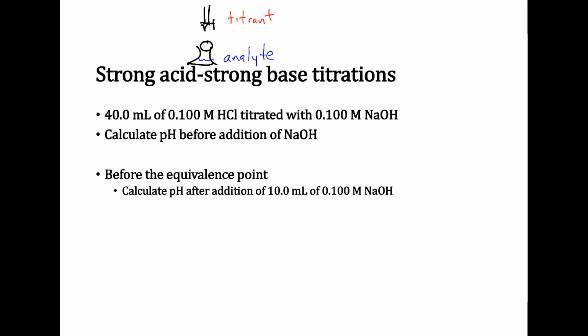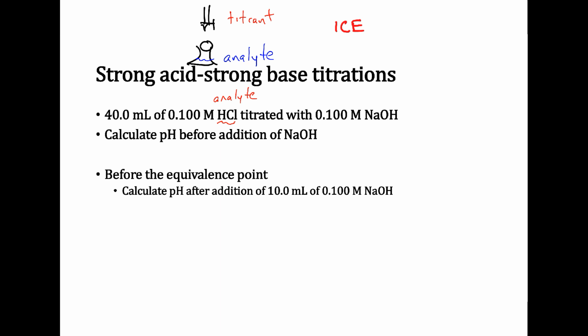Whenever we perform a titration, in this first example we have 40 milliliters of 1 molar HCl, so that is our analyte, and we're titrating it with sodium hydroxide. What we're going to do whenever we start looking at titrations is we're still going to use ice charts as we did with chemical equilibrium, but for titrations with the ice charts we usually start with moles first, and then we'll go on to using concentrations.